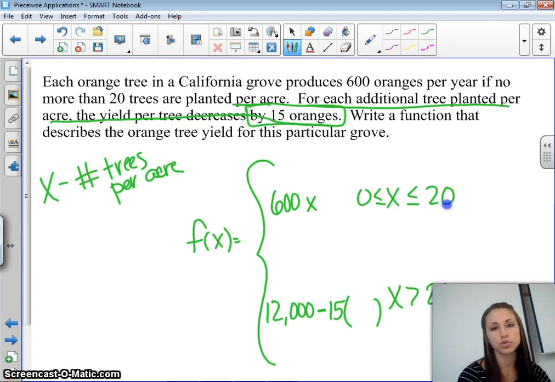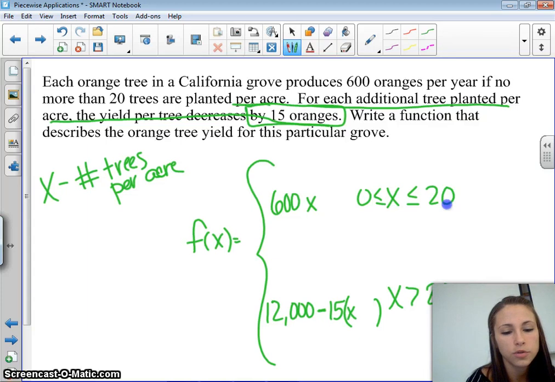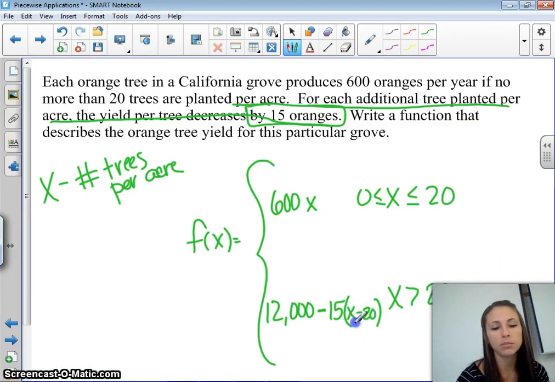And so if I planted 22 trees, I would plant 2 more than 20. And so the way I would find 2 is by saying 22 minus 20. And so I'm going to take the number of trees that I plant and subtract 20 to find out how many more trees over 20 I planted. And then I'm going to times that by 15 because it's decreasing by 15 oranges per tree. And so then this would be my formula for that. And then that's it.